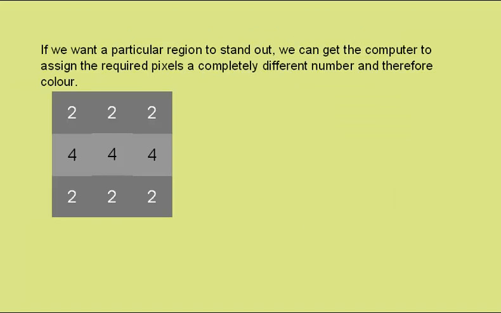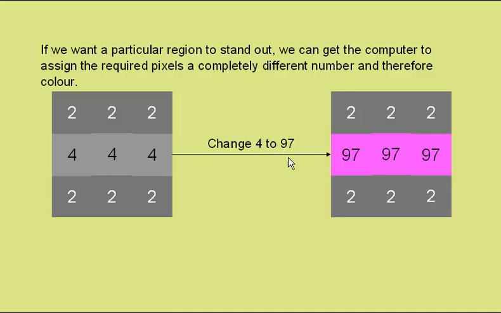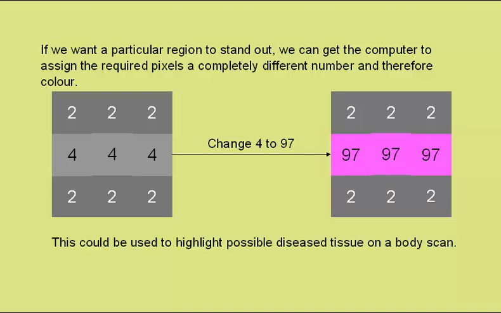If we want a particular region to stand out, we can get the computer to assign the required pixels a completely different number, and therefore colour. So here we have a faint stripe of 4 in the middle of a region of 2. What we can do is get the computer to change the 4 pixels to number 97, and then we get something like this. We've applied false colour, and the stripe really stands out. This could be used to highlight possible diseased tissue on a body scan, for instance.